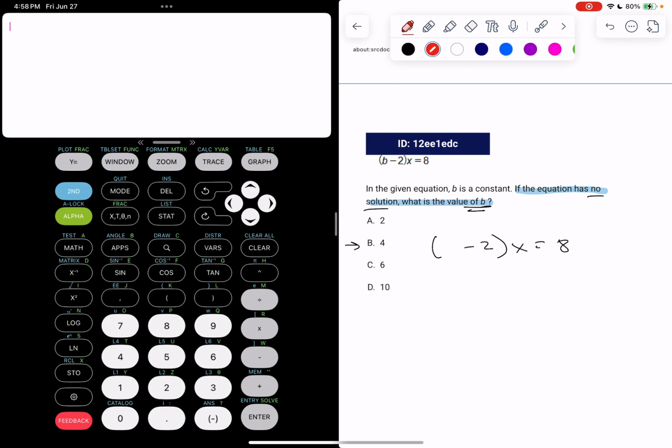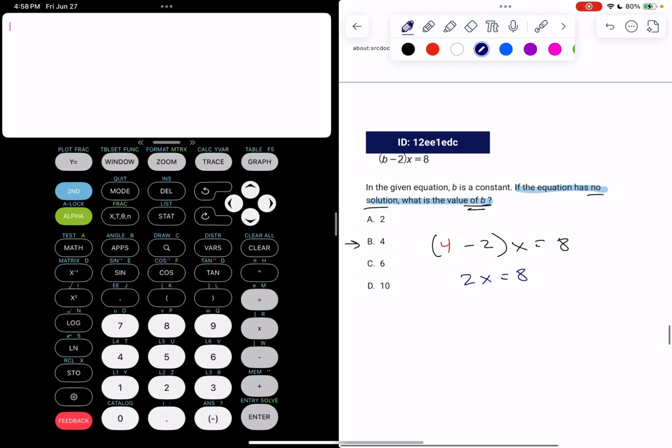Let's get rid of b and let's put a little 4 in there. 4 minus 2, well, that's 2. 2x equals 8. Let's see if I can get a solution for x. Let's divide both sides by 2. Well, x equals 8 over 2, or 4. That looks like a solution to me. So probably we're looking for no solution. Well, it says we're looking for no solution. So let's get rid of this guy. That didn't work. That gave us a solution. We're looking for no solution.